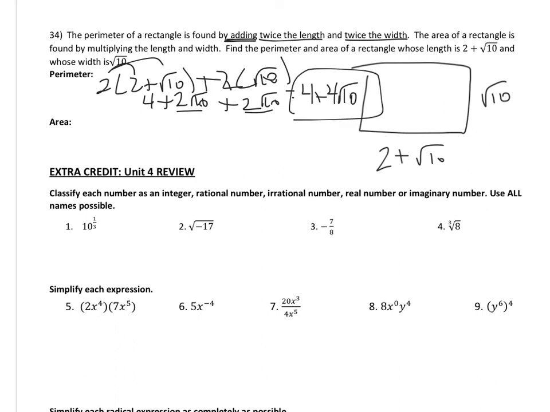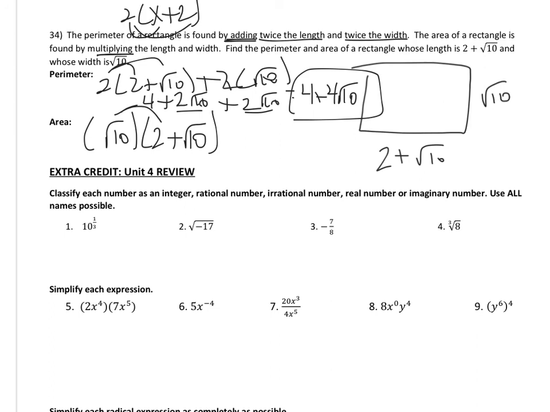Now let's take a look at the area. It says the way to find the area is by multiplying the length times width. So I need to multiply the square root of 10 times 2 plus the square root of 10. Well, this is the distributive property. Think about if I had 2 times x plus 2. I would distribute that 2 to both terms.